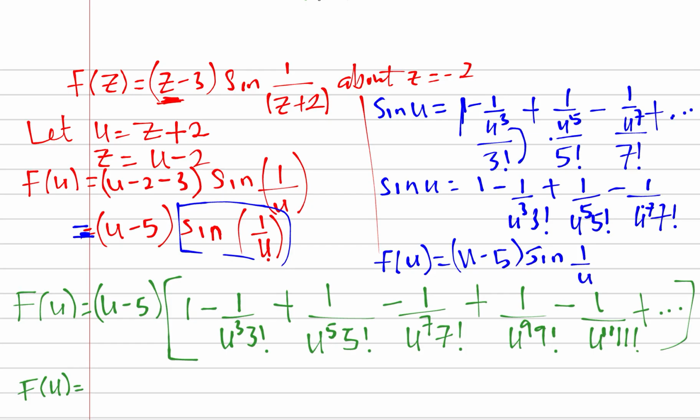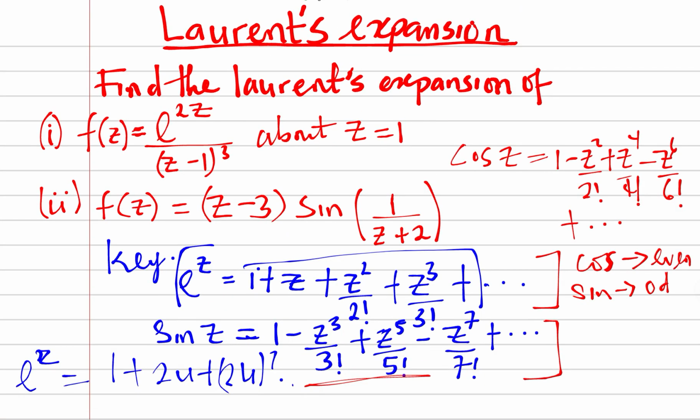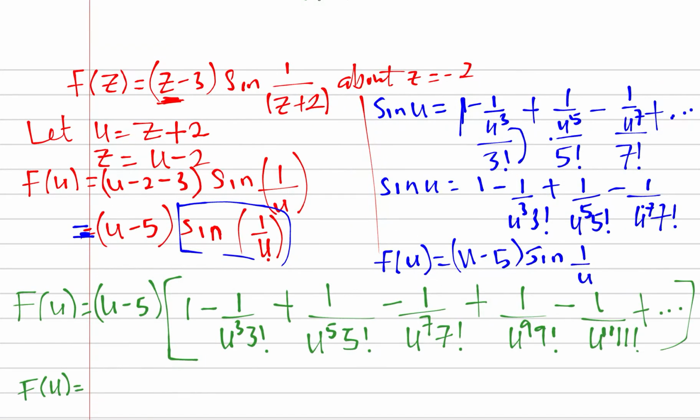Oh, I think let's check the expansion for z again. The expansion for sine, I think it is z minus z cube over 3 factorial. Yes, z is there. Sorry for that mistake. So what we are still doing is still correct.